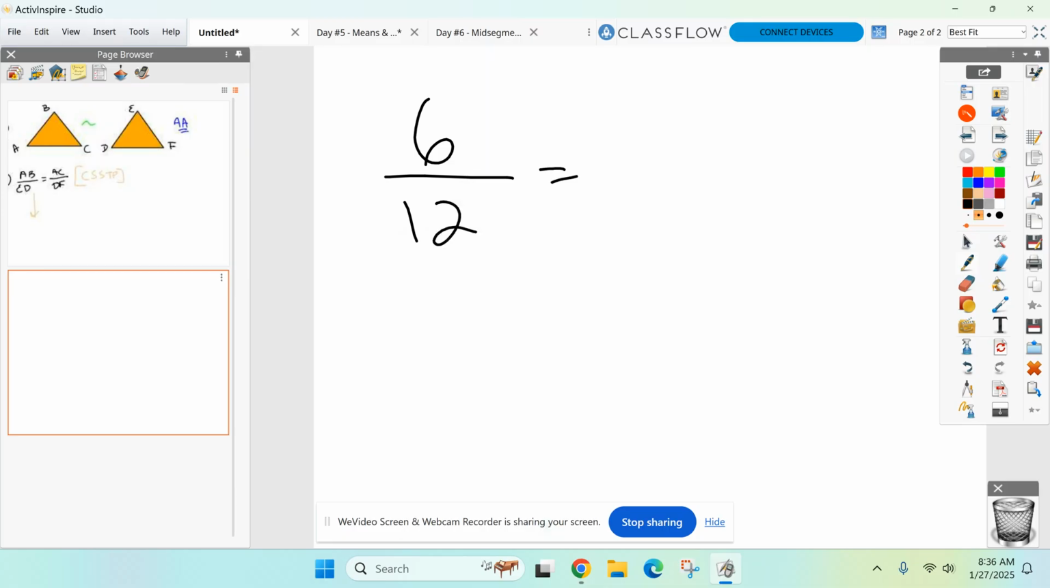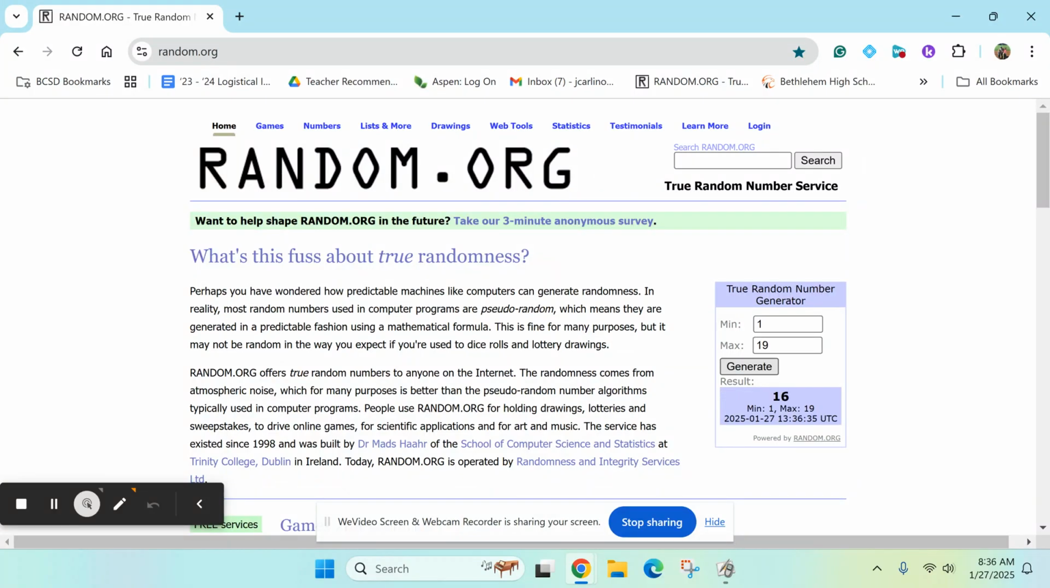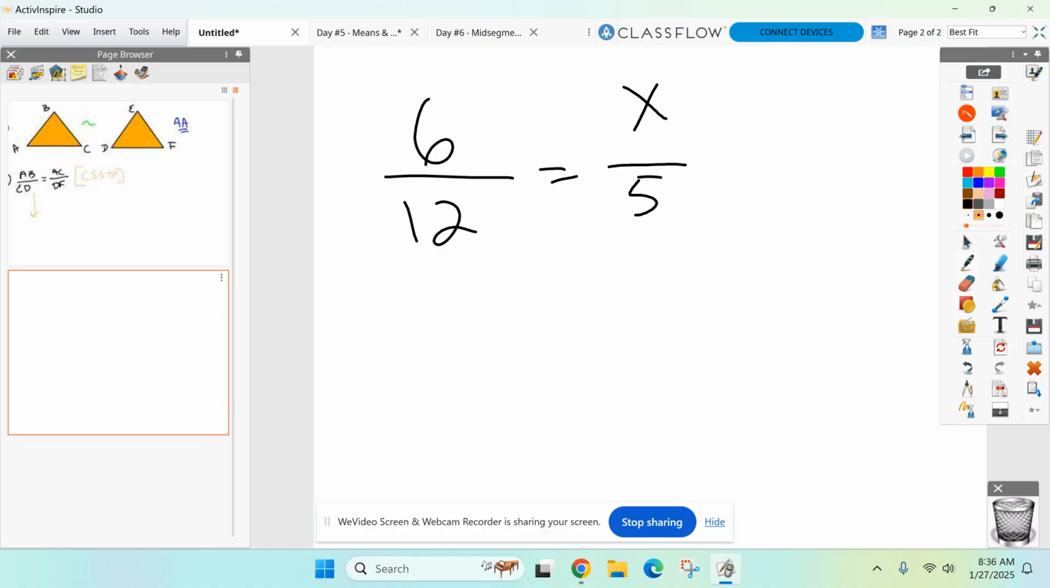6 over 12 equals x over 5. How would you solve that? And I'm going to do a much, much better job this semester calling on people, so make sure you're focused. How would you solve that? Maddie, how would you solve that? Cross multiply. Darn right. Nice and easy.